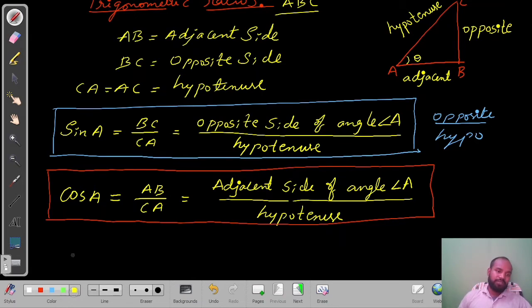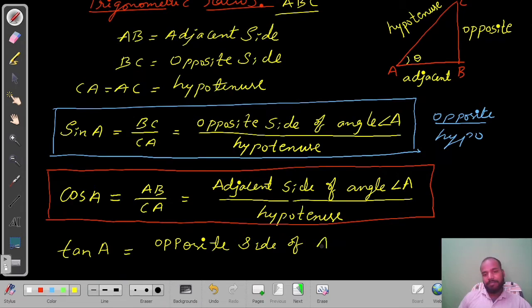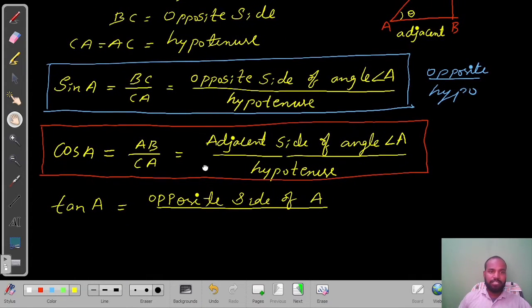Okay, so we are going with the tan. So tan A. Okay, I'm going to write tan A equals to opposite side of angle A by adjacent side of angle A.